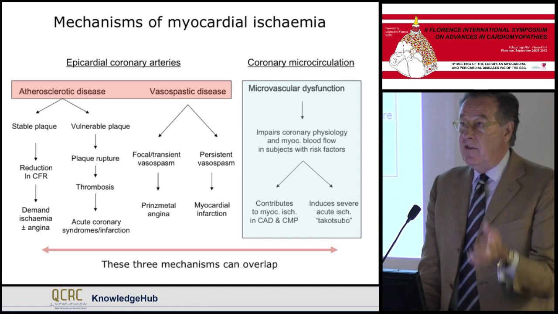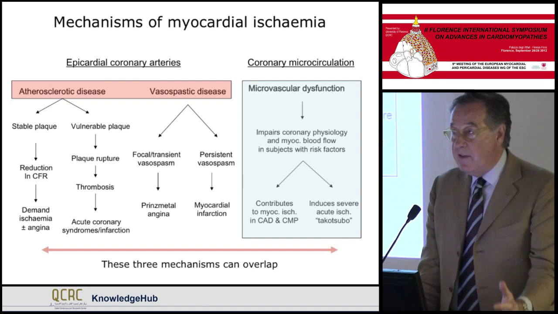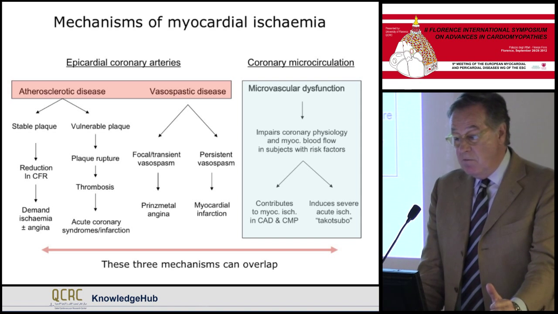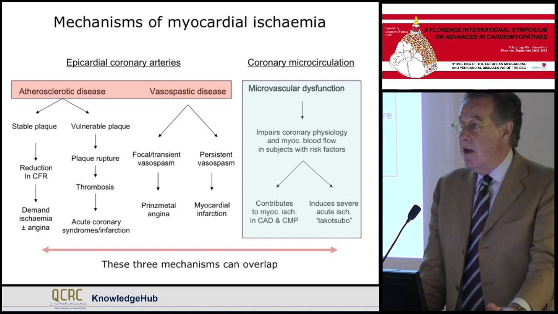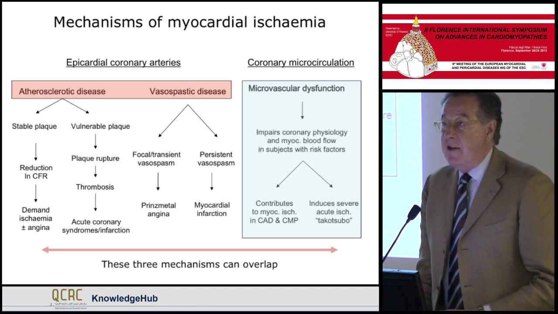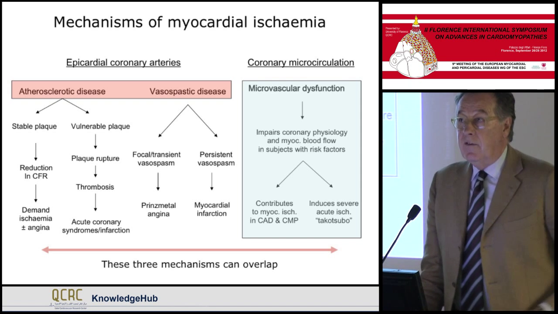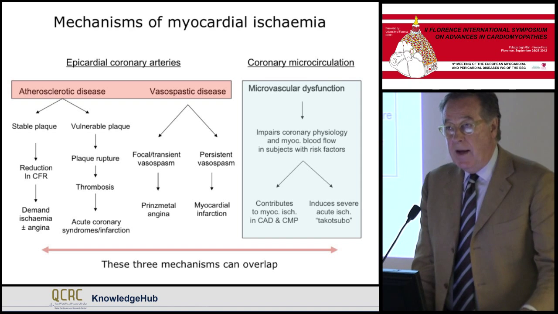The other mechanism is a mechanism which is functional, which is due to vasospastic disease. Again, if you have transient ischemia, you have Prinzmetal angina. If you have a prolonged spasm, you may go into an infarct due to vasospasm, although this is quite rare.